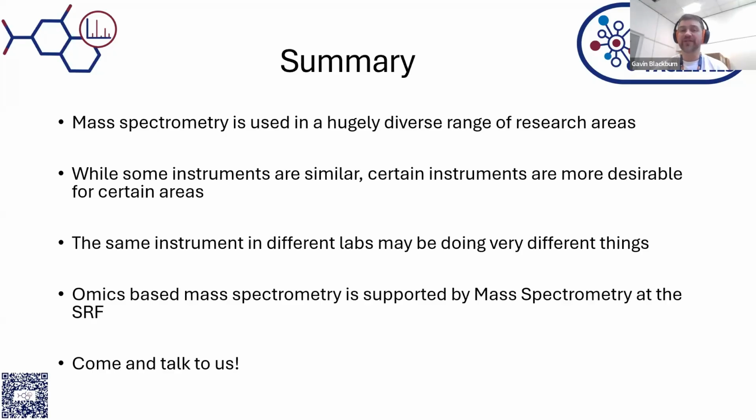The same instrument in different labs, as I mentioned, can do many, many different things. That also means that even though that instrument may exist in someone's lab, you may need to go and use it in a different lab. Setting these up to do particular assays can take a very, very long time. So once these instruments are set up and running, people like to keep them running and ticking over with those kinds of analyses. Omics-based mass spectrometry is supported by mass spectrometry at the SRF. That's what we do. So we're looking at biological mass spectrometry, but that doesn't mean we can't look at other stuff. So if you think that mass spectrometry is going to be able to help your research and help analyze your samples, then please do come and talk to us.